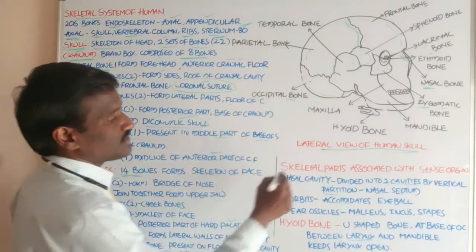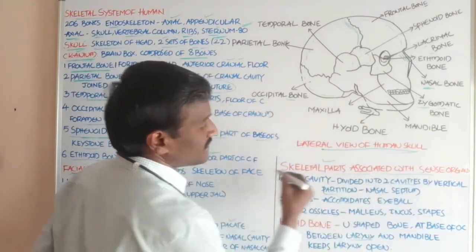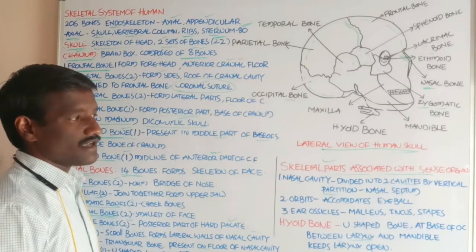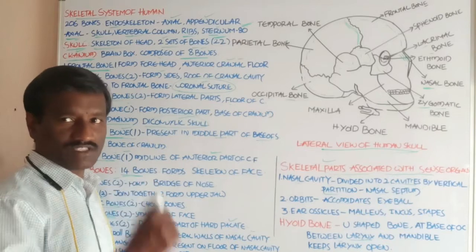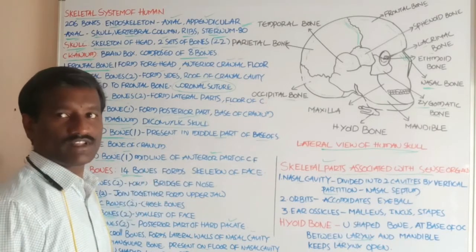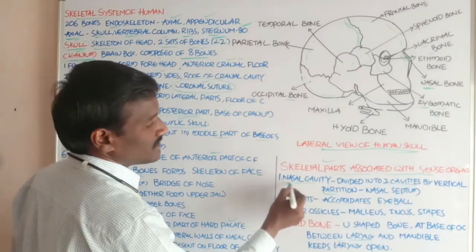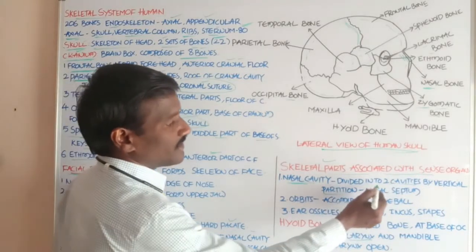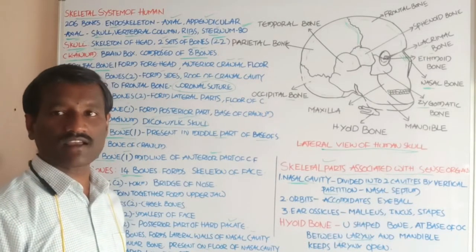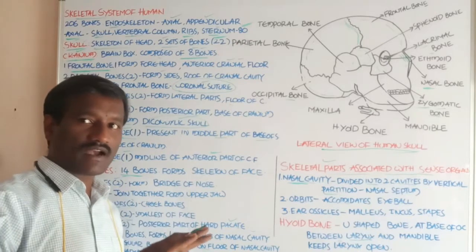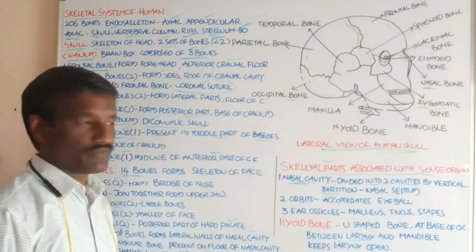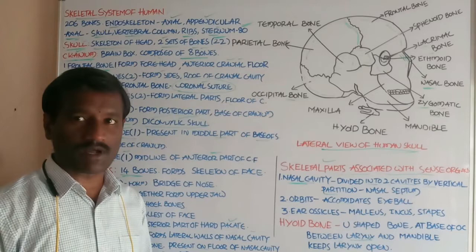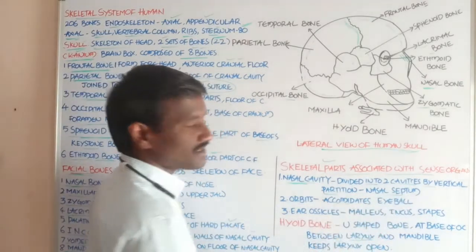And the skeletal parts that are associated with the sensory organs. Already you know about the sense organs, and some skeletal structures are associated with them. The first one is the nasal cavity. The nasal cavity is divided into left and right nasal cavities by a vertical partition, called the nasal septum.